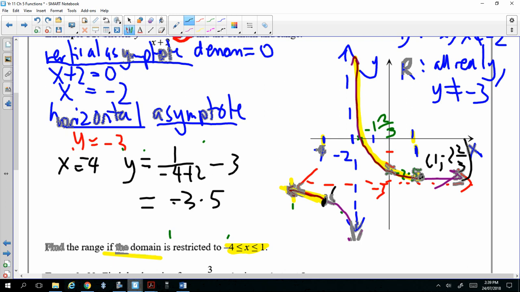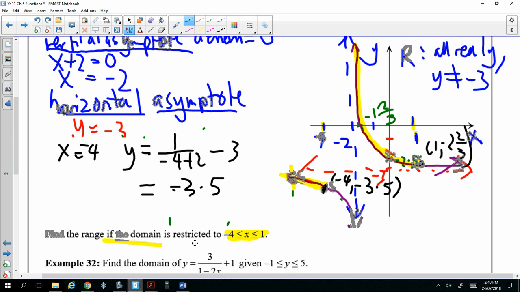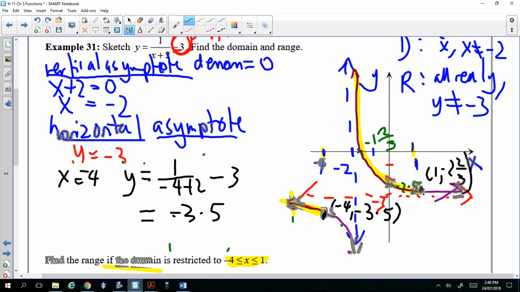Now we can work out the range if the domain is restricted to this. Now what's the range? It's going to be above this point, all the points here, and all the points there. So you have to describe this section. What's the range for this part? The one that's highlighted.